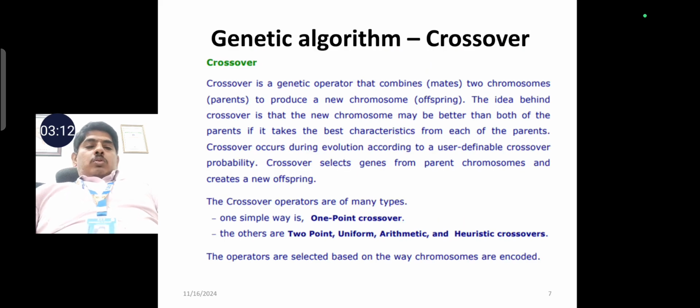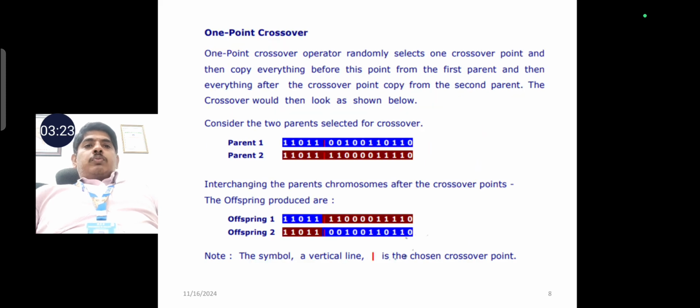The second operator is called crossover. In crossover we follow different methods. One of the methods is one point crossover. In crossover, the offspring are produced from the parents. I have to generate offspring 1 and 2 from parent 1 and 2. Here we decide a point, and after this point we cross over the values.